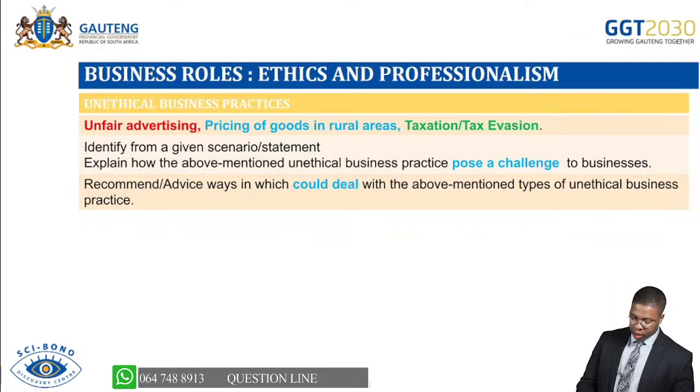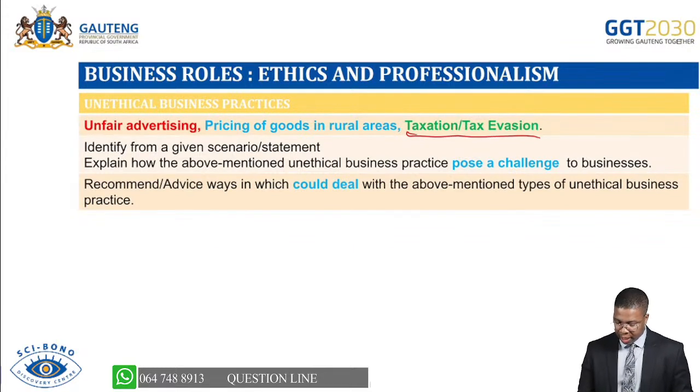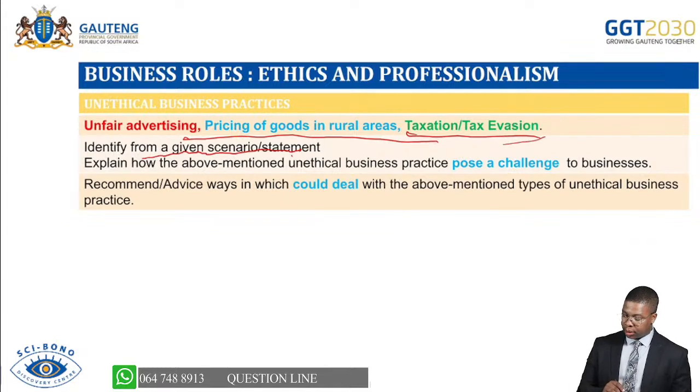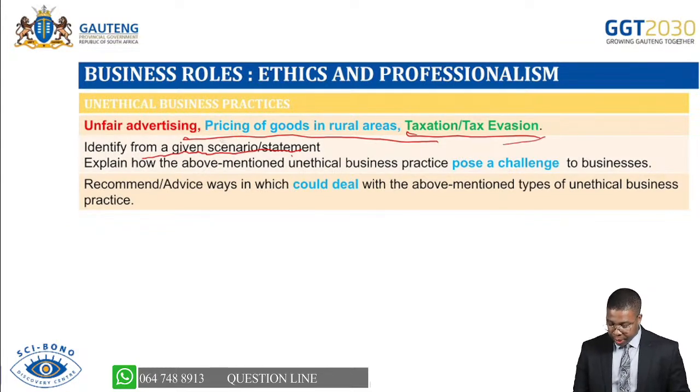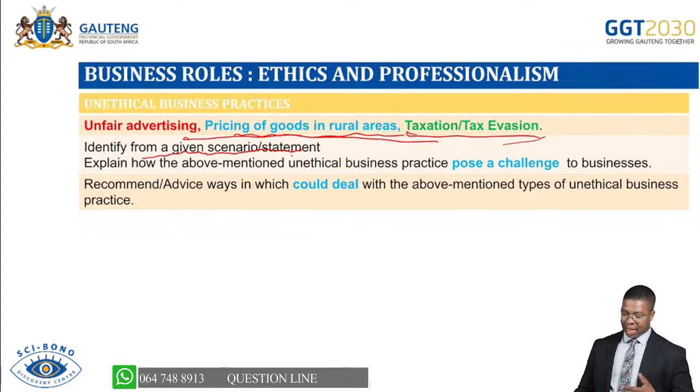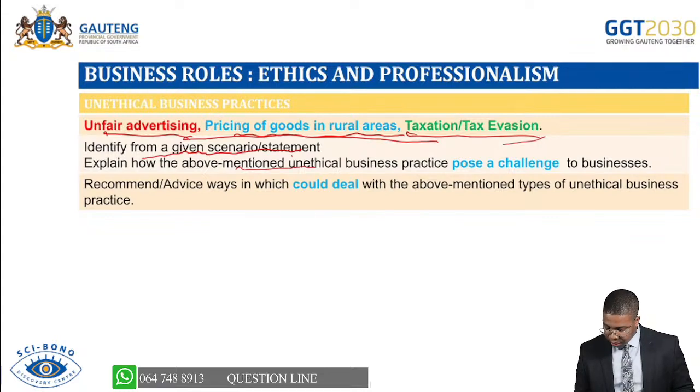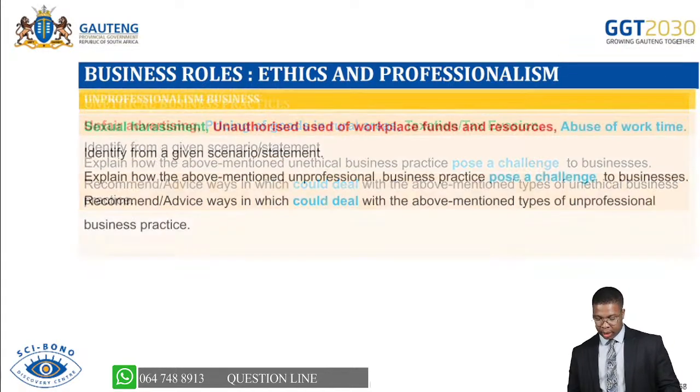Then as we proceed now, we look into unethical business practices. We have unfair advertising, we have pricing of goods in rural areas, and we also have tax evasion. So be in a position to identify, from a given scenario, tax evasion when the business doesn't want to pay tax. Be in a position to identify pricing of goods in rural areas when they're inflating prices in rural areas or taking advantage of the economic knowledge of the people in the rural areas, and be in a position to identify and know examples of unfair advertising and explain the above mentioned unethical business practices and how they pose a challenge, and know how the business can deal with these challenges.